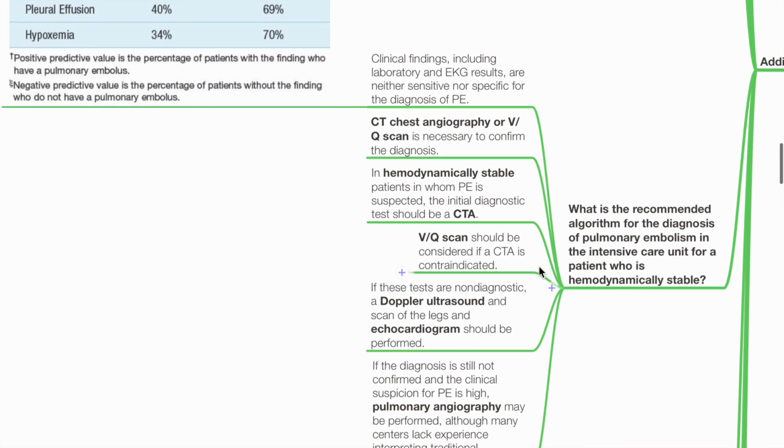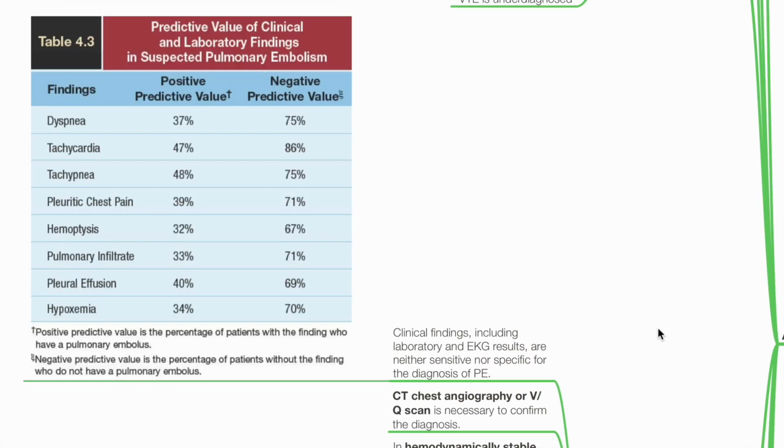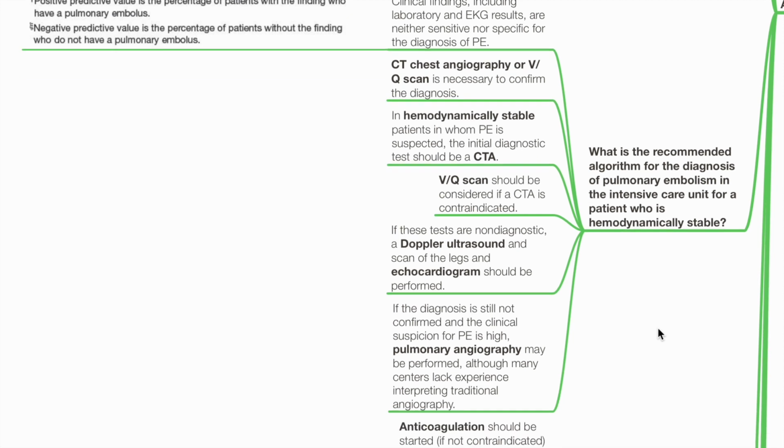What is the recommended algorithm for the diagnosis of pulmonary embolism in the ICU for a patient who is hemodynamically stable? Clinical findings, including lab and ECG results, are neither sensitive nor specific for the diagnosis of PE. CT chest angiography or VQ scan is necessary to confirm the diagnosis.